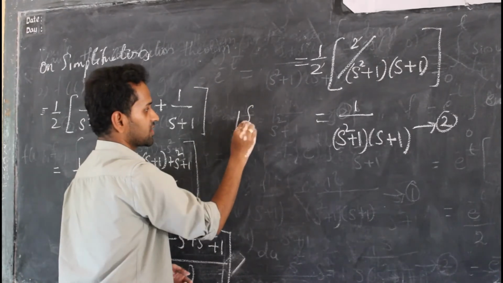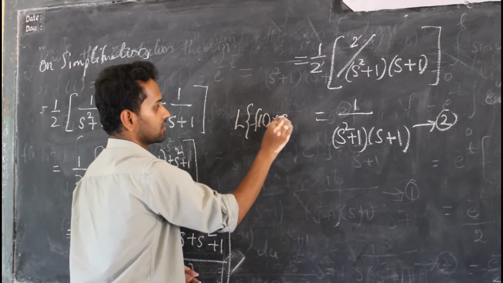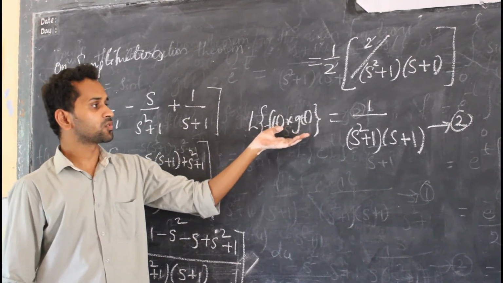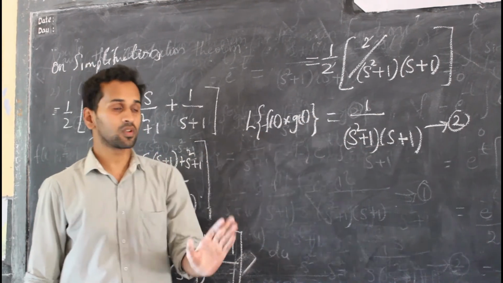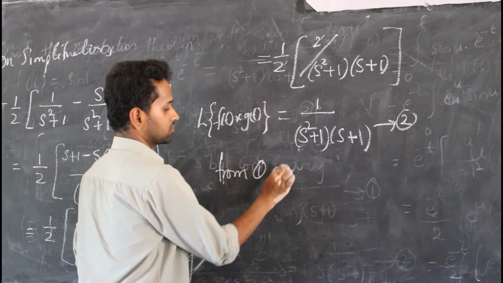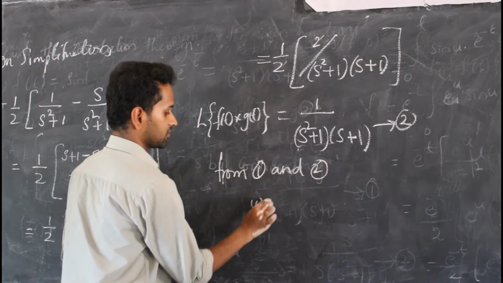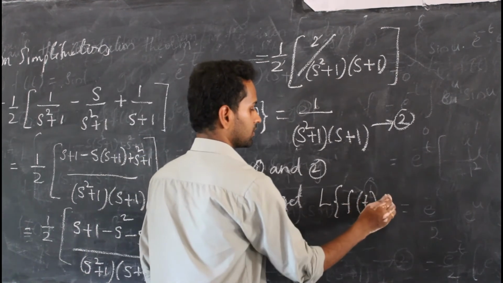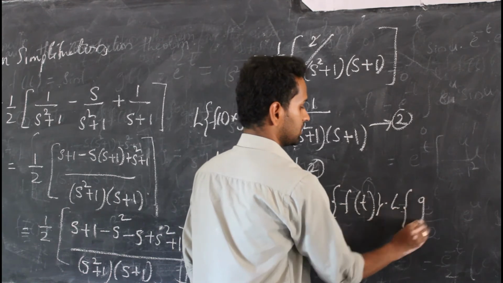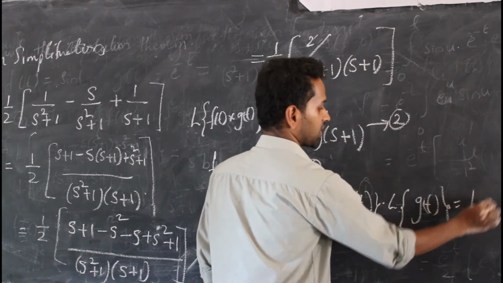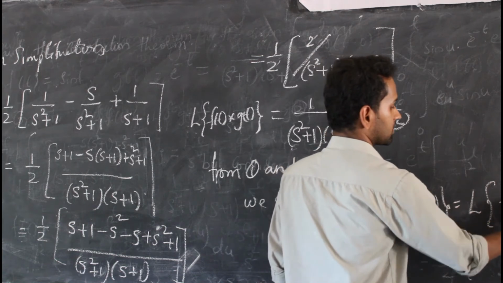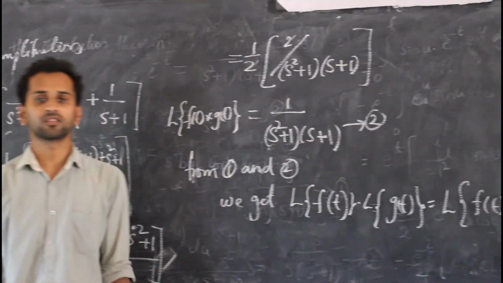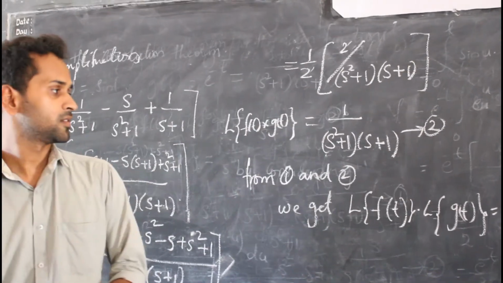What is this? Laplace transform of f of t star g of t. So now this is my RHS in the convolution theorem. So I got 1 by s square plus 1 into s plus 1. Now 1 and 2 we get Laplace transform of f of t into Laplace transform of g of t equal to Laplace transform of f of t star g of t. So we got LHS equal to RHS, hence the theorem is verified.